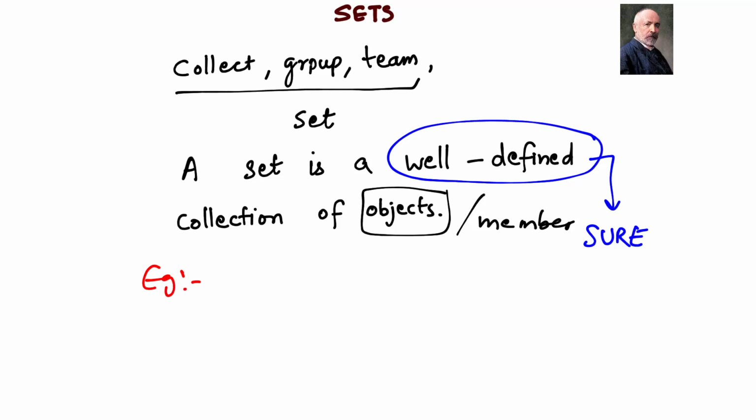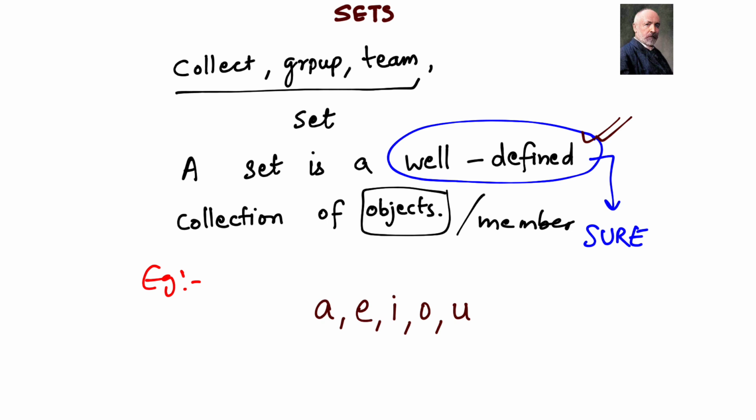Now let's take one example which will help you understand what a set is. If we say a collection of all the vowels in the English alphabet, what all vowels are there? A, E, I, O, U. These are the 5 vowels in the English alphabet. And there is no confusion, there is no discussion about it. Everyone knows that these are the 5 vowels. So then it is a set. It is well defined.